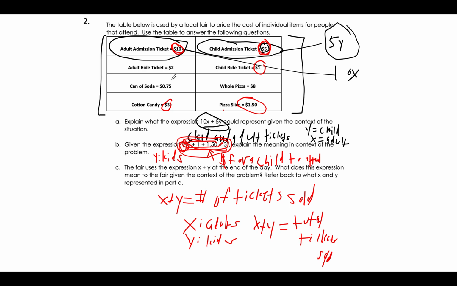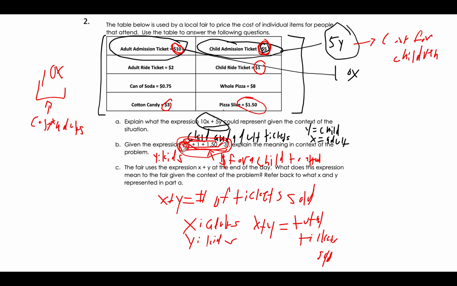So that's going to be 10 times x is going to represent the cost times the number of adults. And then 5y is going to be the cost for children to attend. Cost for children to get in and how many children we're going to have there.